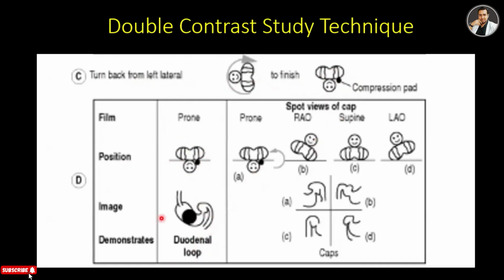And if you want to take the duodenal cap, then you can take it in prone position, right anterior oblique, supine, and left anterior oblique. So take 4 spot films of the duodenal cap in these positions.